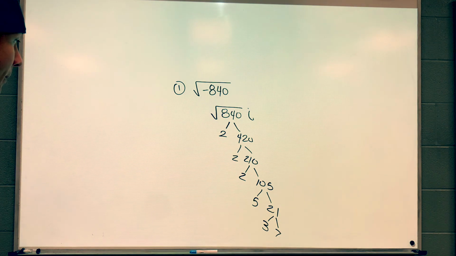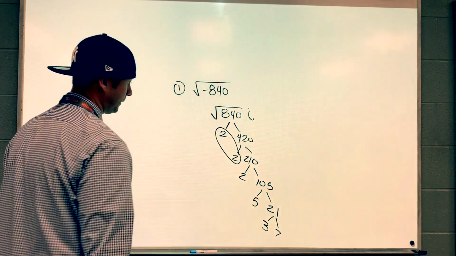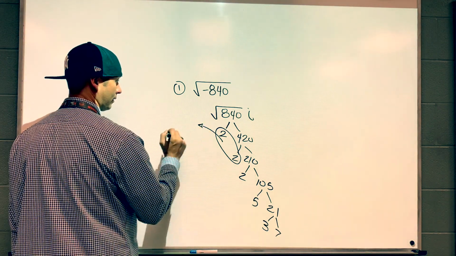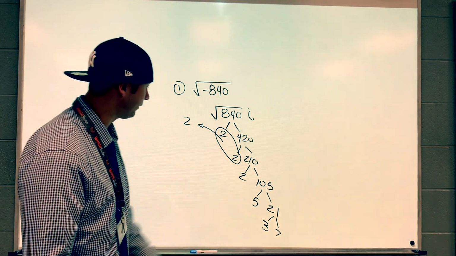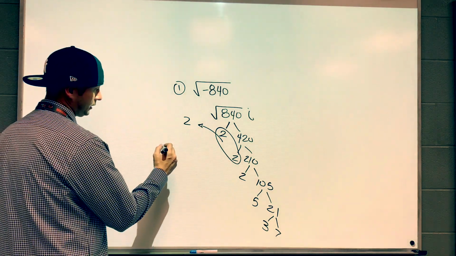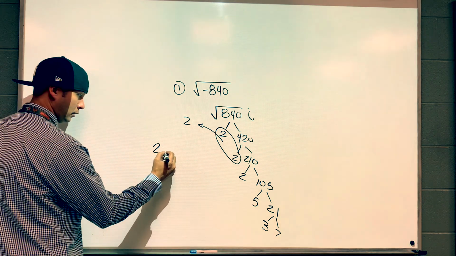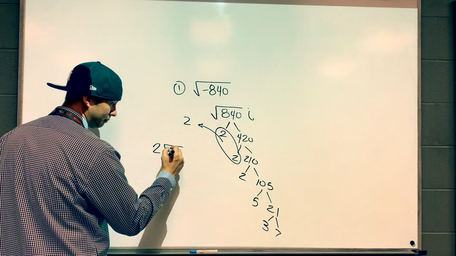Okay, where are my pairs? Here. So that'll come out. And that's it, right? 2, 5, 3, and 7 don't have any pairs, so they stay inside of the radical. So this is going to be 2 square root 2 times 5 times 3 times 7.